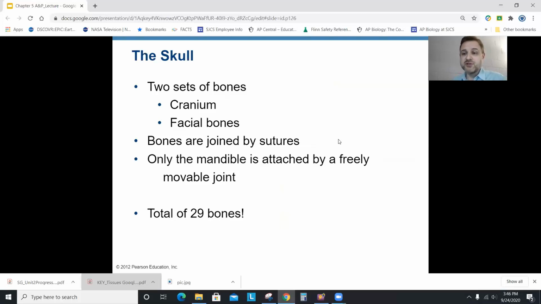Your skull has two main sets of bones. They're what are called cranial bones, your cranium, which is what you think of as your skull. Then your facial bones, which are things like your jaw. The bones of your cranium really aren't movable. Your jawbone, obviously, is movable. The bones of your cranium are joined by things called sutures.